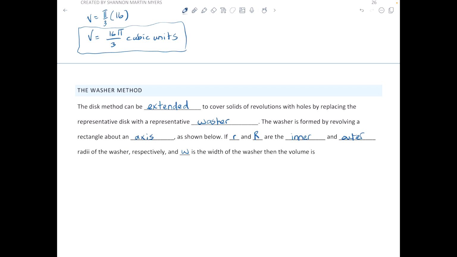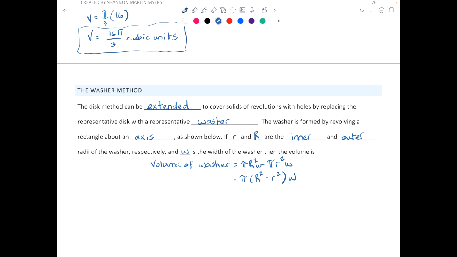then the volume will end up being pi big R squared times W minus pi times little r squared times W. But what is that? You factor out the pi on one side and the W on the other, you'll get capital R squared, so the outer radius squared, minus the inner radius squared, and then times W on the right.